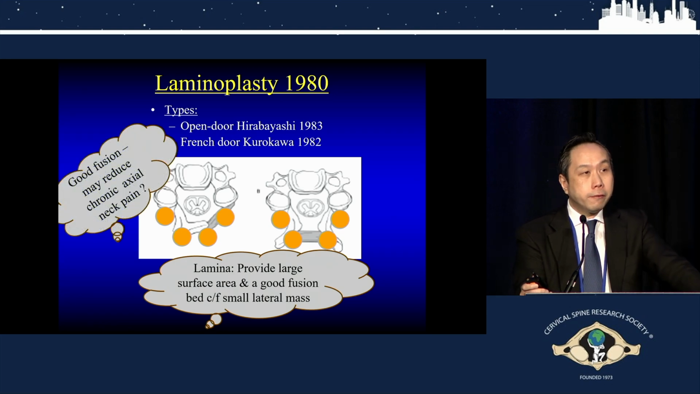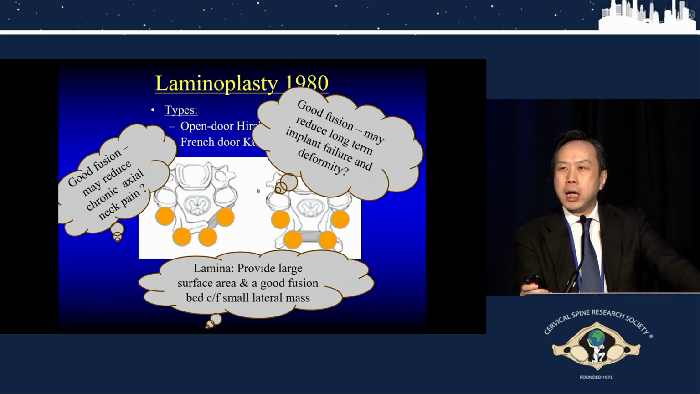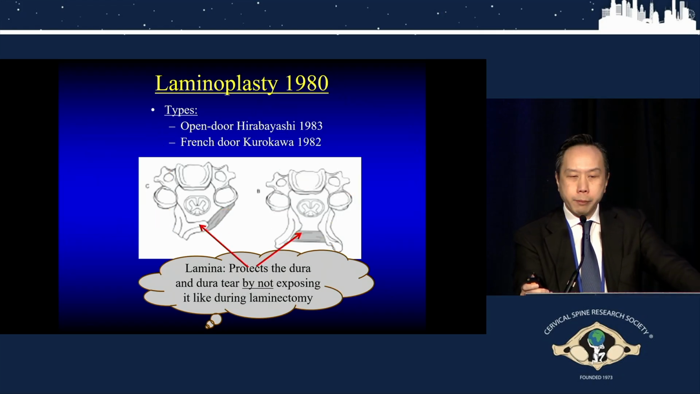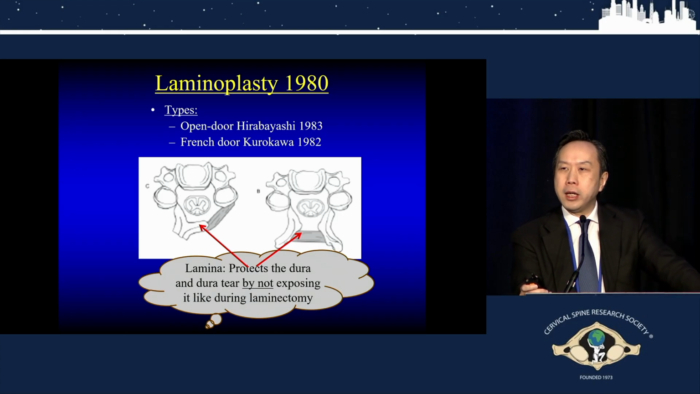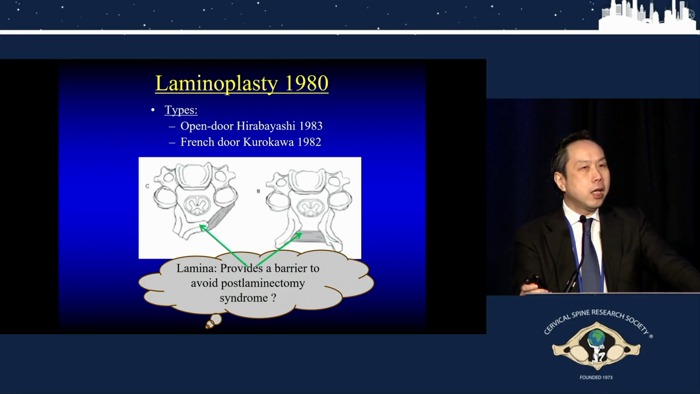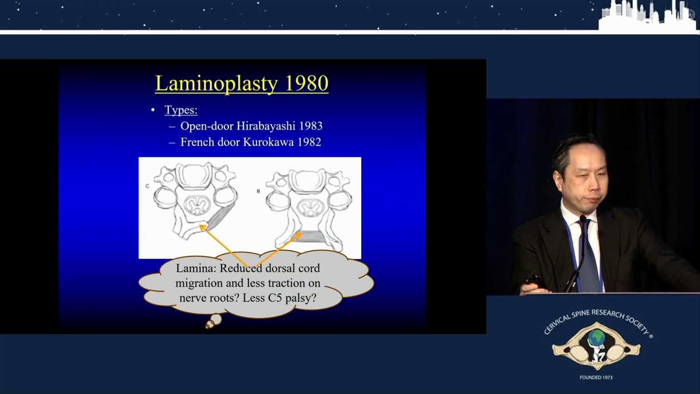And if you have a better fusion, maybe you have a lesser axial neck pain and maybe a lesser implant loosening, leading to failure and leading to deformity happening. By not touching the dura with the lamina there, you may reduce the dura tear. And by having the lamina there, you may prevent something called the post-laminectomy membrane syndrome.